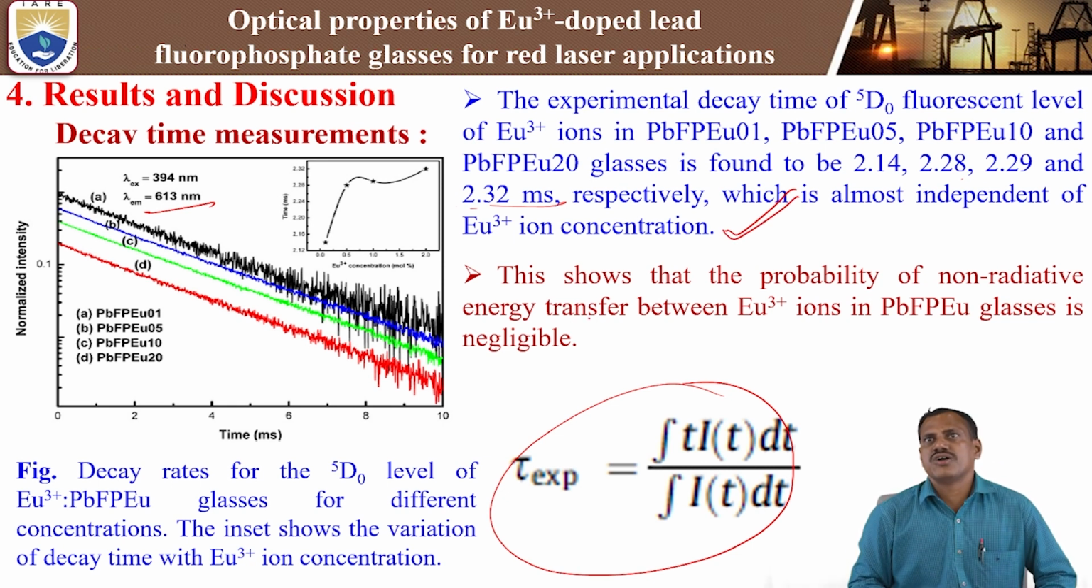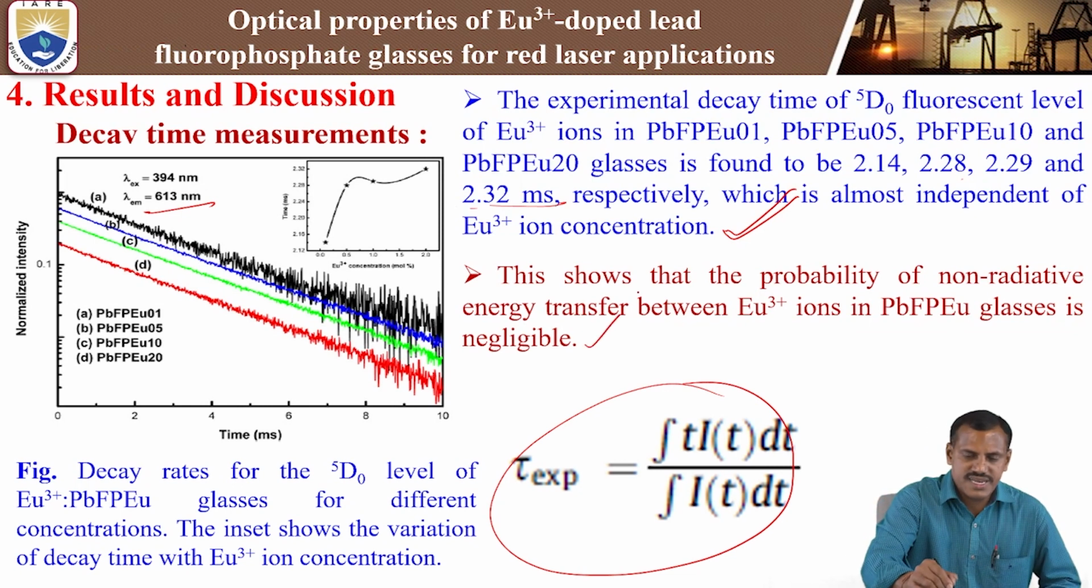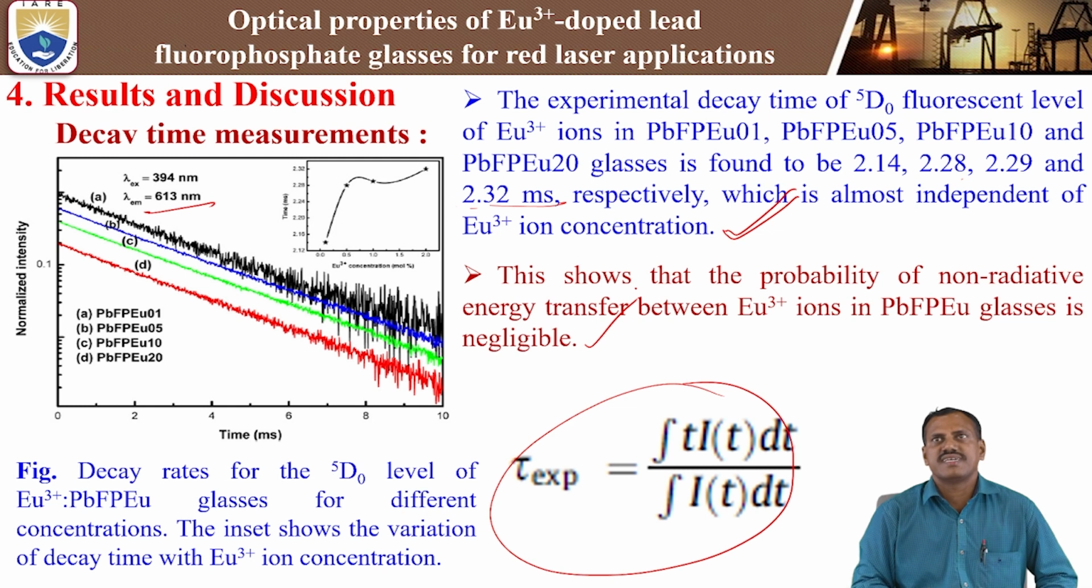This shows that the probability of non-radiative energy transfer between Europium 3+ ions in lead fluorophosphate glasses is negligible, because the lifetime is independent of the Europium triplet ion concentration. For all the concentrations the lifetime measurement is similar, that is 2.14 millisecond to 2.32, so the variation will be very small.